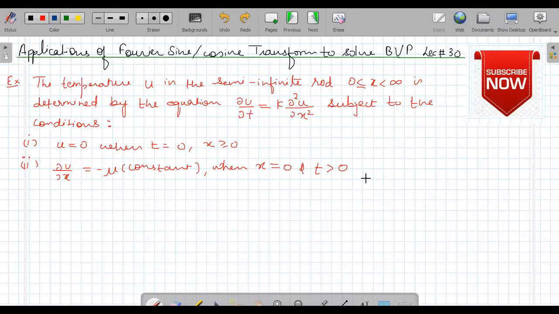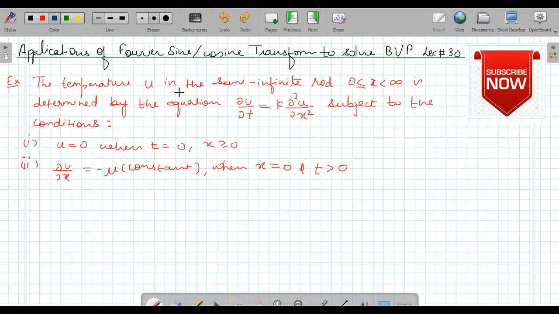In this video lecture, I will discuss some more problems on applications of Fourier sine and cosine transforms to solve boundary value problems. In my last lecture, I have solved one of the boundary value problems. Here I'll solve two more boundary value problems. So the first problem is on the screen that you can see.